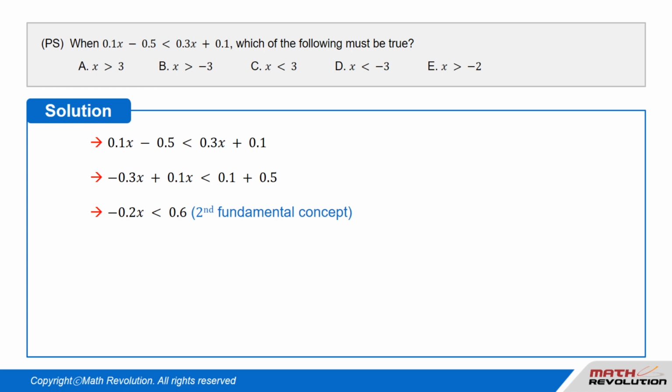0.3 times x plus 0.1 times x is less than 0.1 plus 0.5, or negative 0.2 times x is less than 0.6, by the second fundamental concept in inequality.